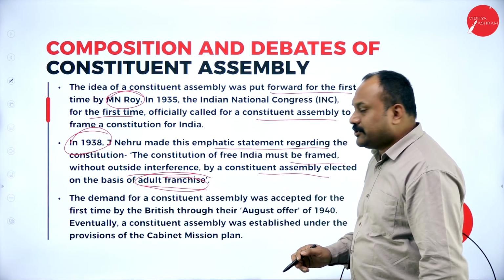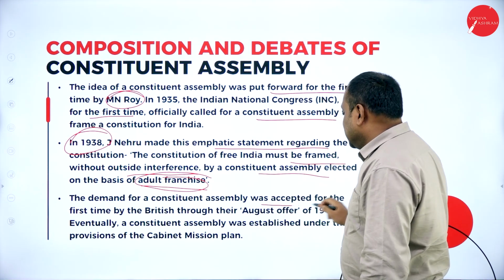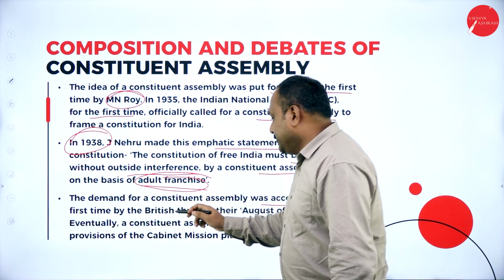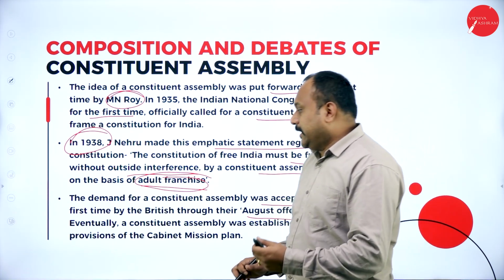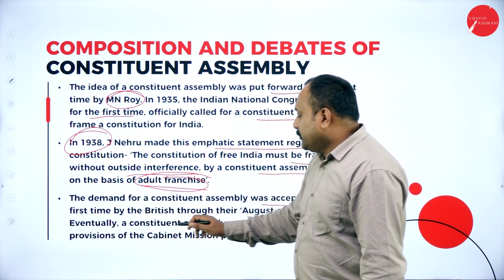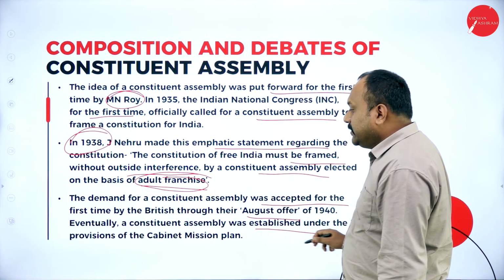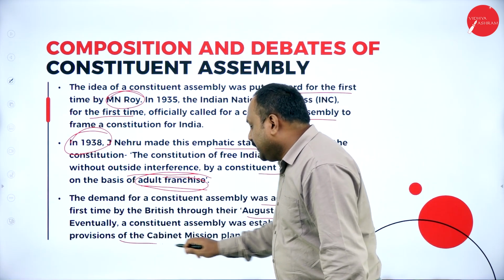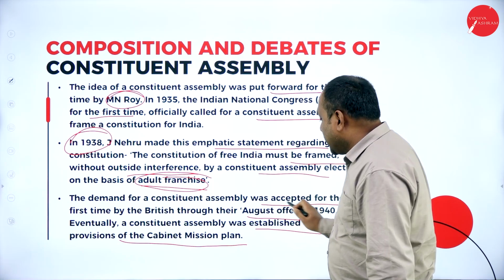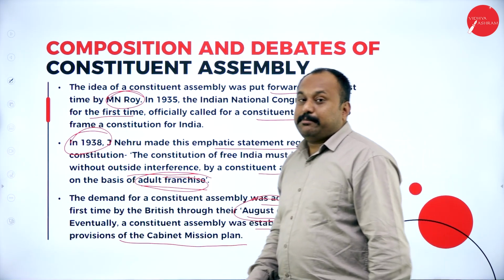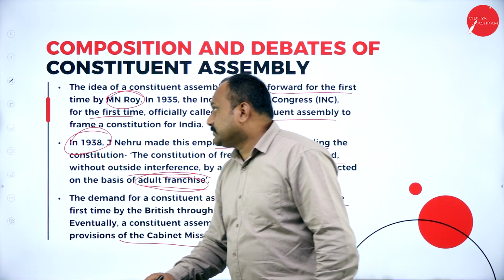The demand for the Constituent Assembly was accepted for the first time by the British through their August Offer of 1940. Eventually, a Constituent Assembly was established under the provision of the Cabinet Mission Plan. See, here also the date is what? Here the August offer. They were very particular about August.